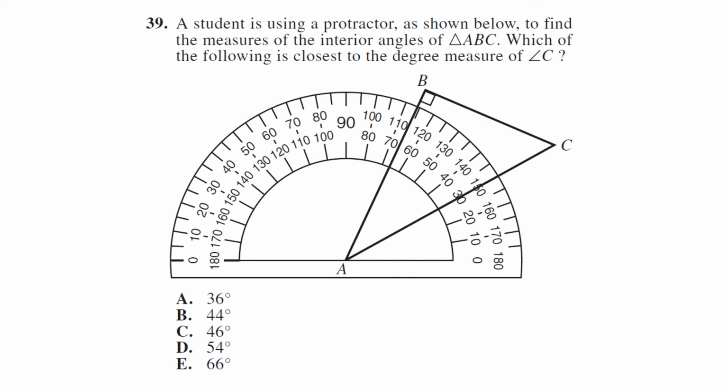Students using a protractor, and we want to know what is the degree measure of angle C. So we're looking for this degree measure. So we know it's a triangle. We know that triangles have 180 degrees. We're going to be able to rely upon that. We know that B is 90 degrees. So we know this is 90. So to get C, we have to figure out, well, what is A?